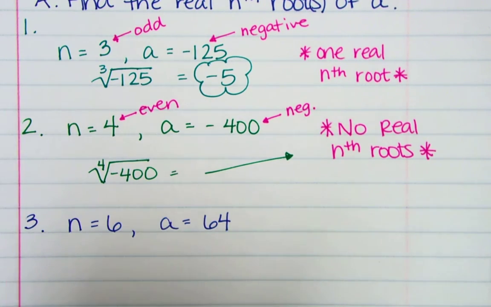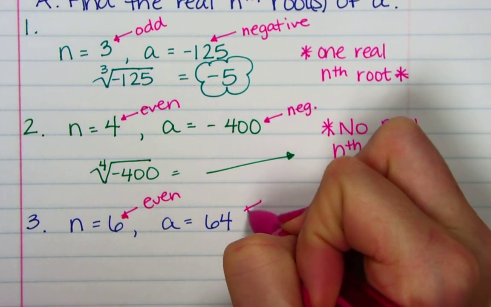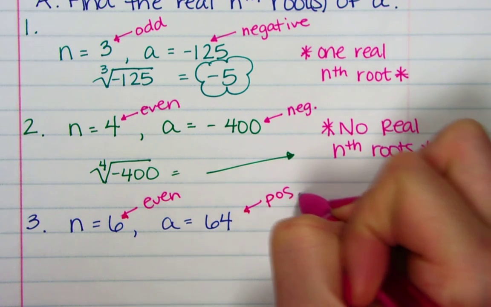All right. Even or odd? Even. Positive or negative? So how many? Two. Okay.